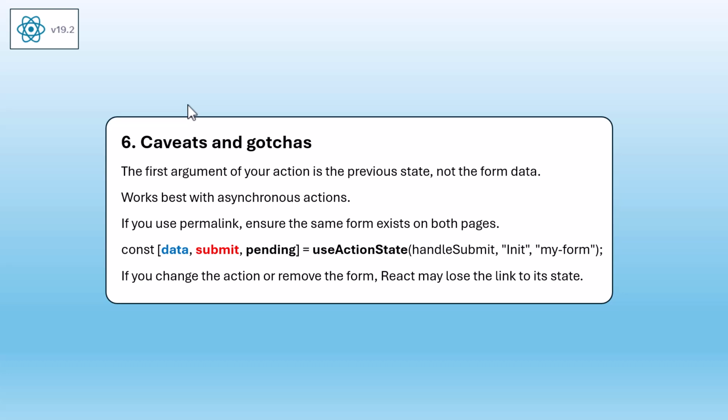If you provide a permalink but change your form component or underlying action, React will not be able to link the result state correctly. Always ensure consistency between the component present at the destination and the component source. The isPending flag is useful, but it is only meaningful if the action is asynchronous or triggers a transition. If everything is synchronous, it may not provide much benefit.